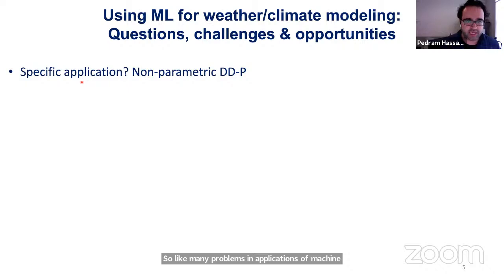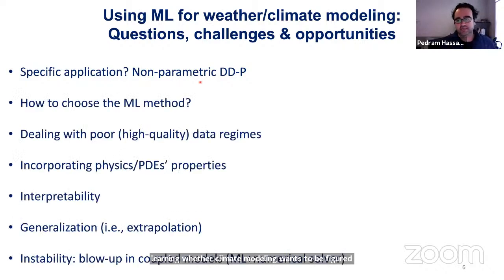Like many problems in applications of machine learning to weather and climate modeling, once we figure out the specific application, let's say it's non-parametric DDP, there are still a lot of questions and challenges, and many of them are actually opportunities that we have to address. We have to figure out what machine learning method to use, and how to deal with the problem that we don't have high quality data in many of our problems. So we are in the small or poor data regime.